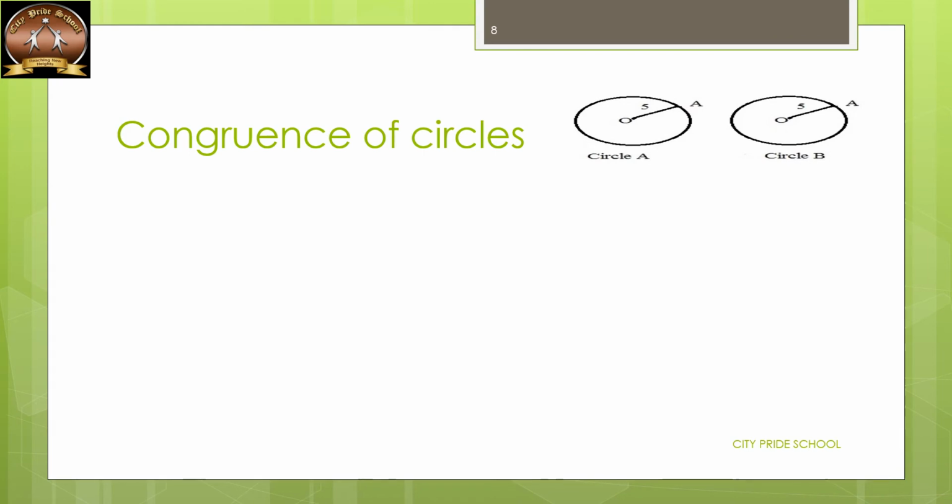So, children, let us now learn congruency of circles. You can imagine two circles we have here, that is circle A and circle B, and the radius of these two circles is 5 units. Are they congruent? Yes, I can say that two circles are congruent if they have equal radii. That is, if the radius of one circle is equal to the second one, then we can say the two circles are congruent.